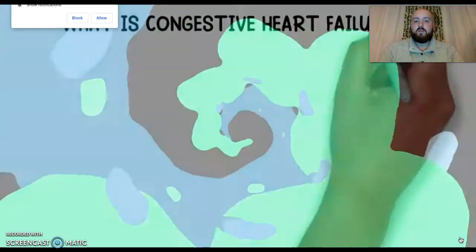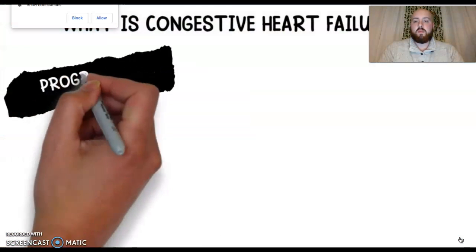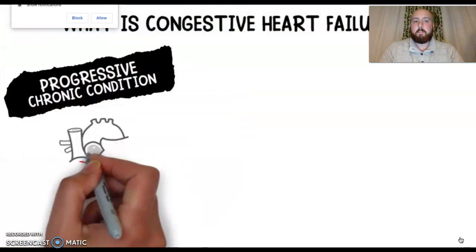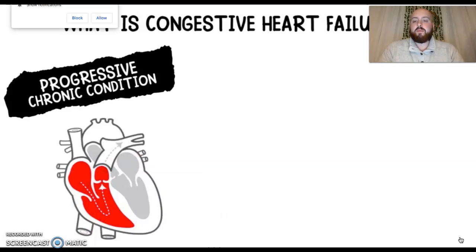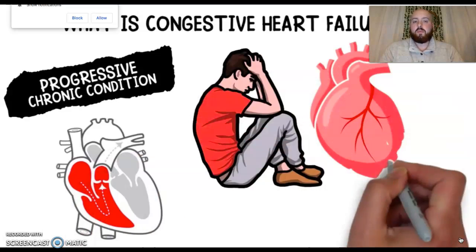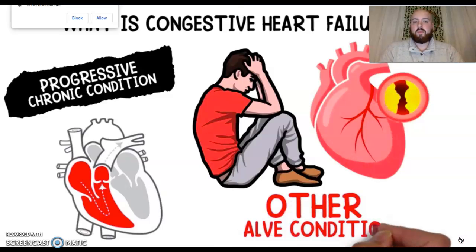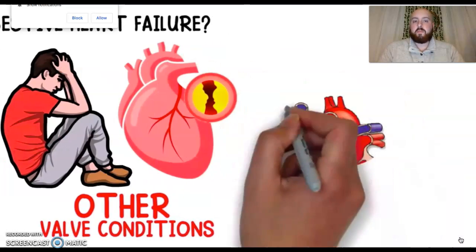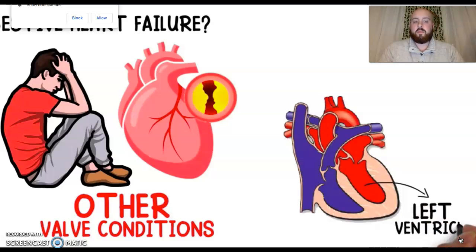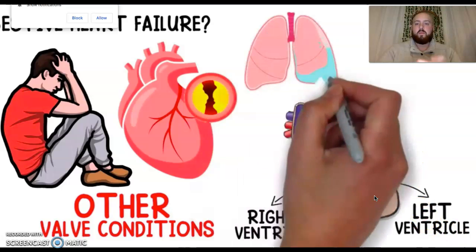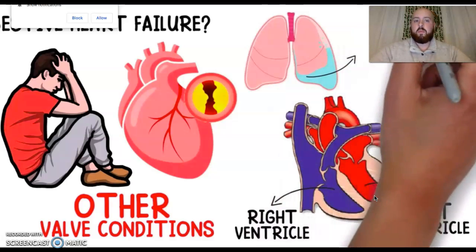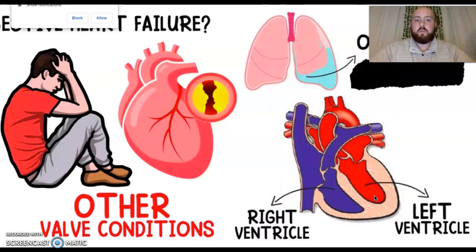What is congestive heart failure? As we mentioned, CHF is a progressive chronic condition that impacts the ability of the heart muscle to pump blood throughout the body. It's often caused by hypertension, coronary artery disease, or other valve conditions of the heart. When the ventricles are unable to pump effectively, blood and other fluids begin to accumulate in the heart, which then leaks into the lungs, abdomen, and other parts of the body. This explains why fluid overload is one of the primary signs of CHF.